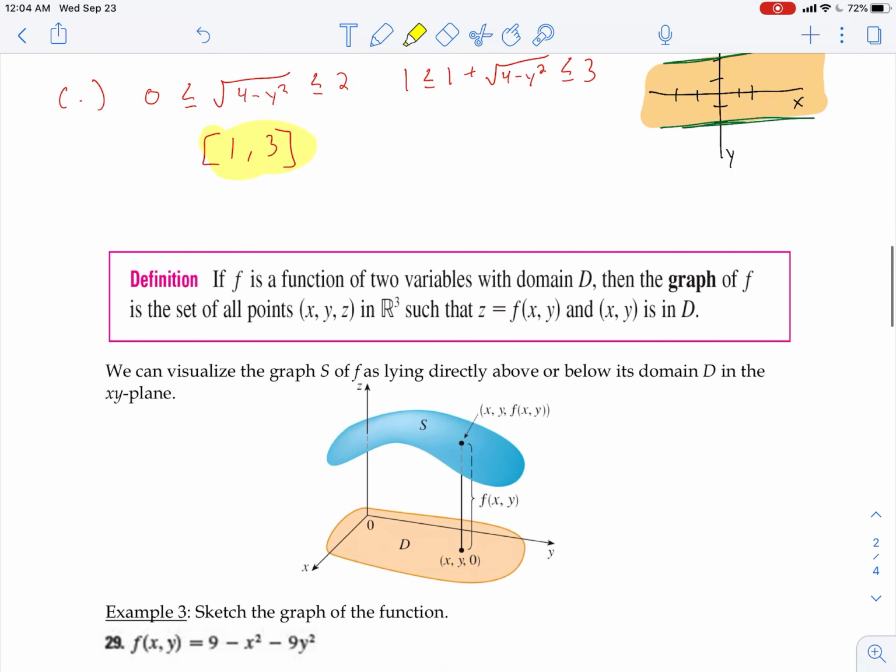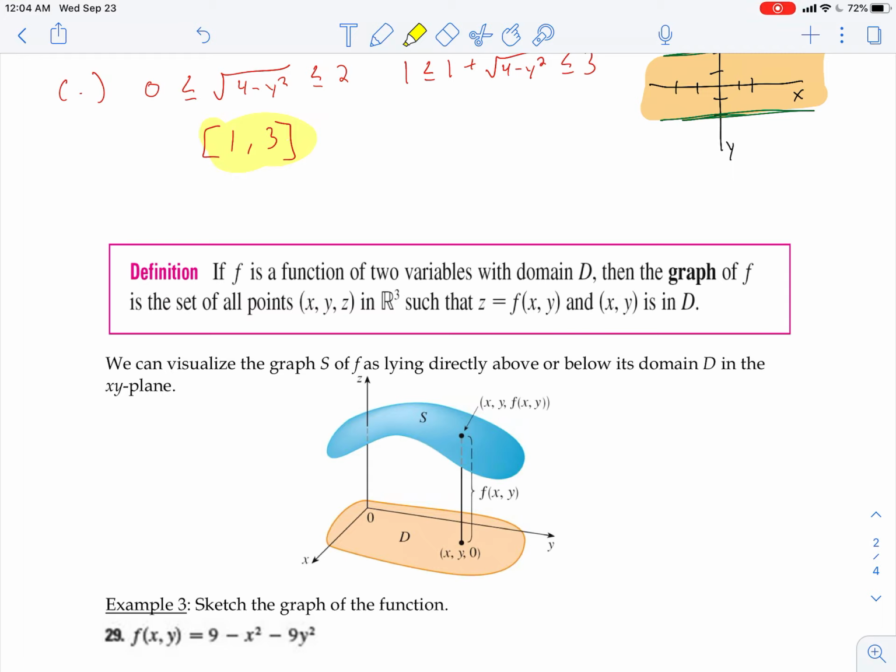And we're done. Now the next thing we're going to talk about is the definition of f as a function of two variables with domain D. Then the graph of f is the set of all points x, y, z in the three-dimensional coordinate system such that z is equal to f of x, y, and x, y is in the domain. So here we have a picture. We can visualize the graph of f as lying directly above or below its domain D in the xy plane. So if we're able to graph the domain, then we're graphing kind of the shadow of whatever function we really have.